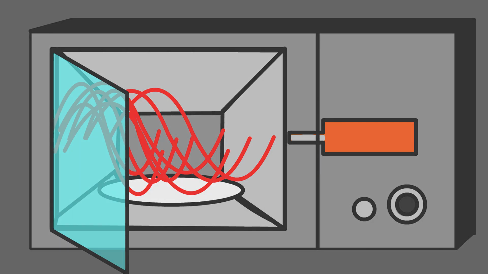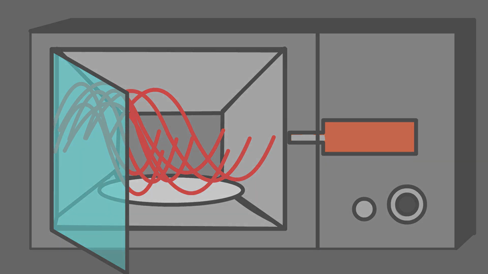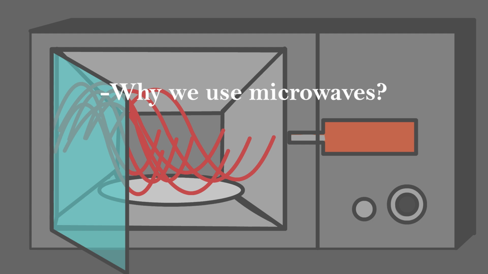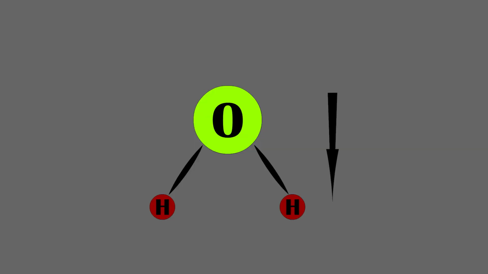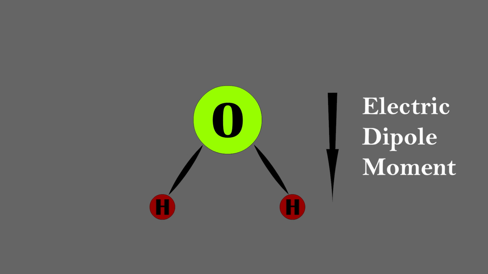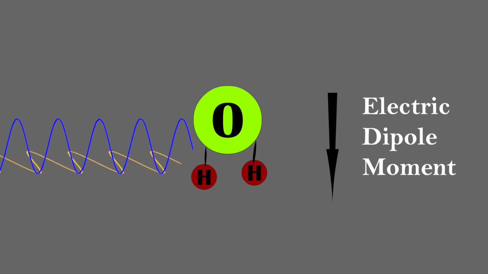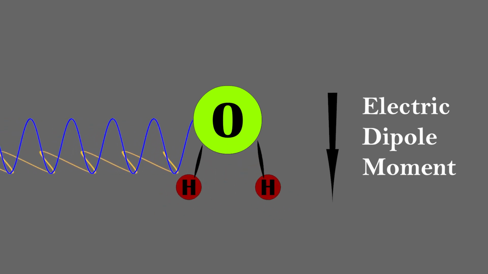Now that we have learned how the magnetron in microwave ovens works, let's explore why we use microwaves, how they heat food, and why metals should not be placed inside a microwave oven. Water molecules have an electric dipole moment due to their asymmetric structure. Microwaves interact with the dipole moments of water molecules, causing them to rotate and vibrate rapidly.